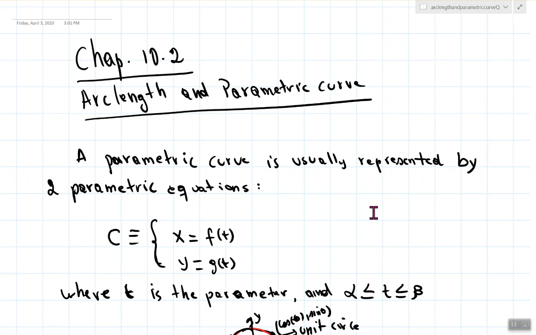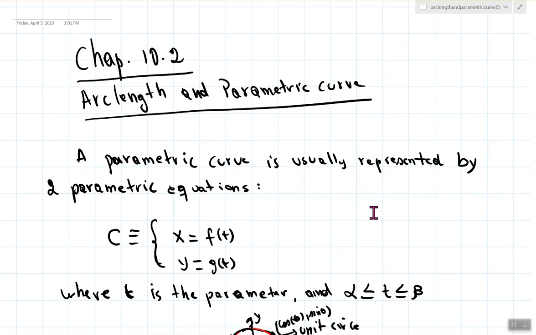Hello. Here we're going to discuss Chapter 10, Section 2. So Section 2 of Chapter 10 is titled Arclength and Parametric Curves.